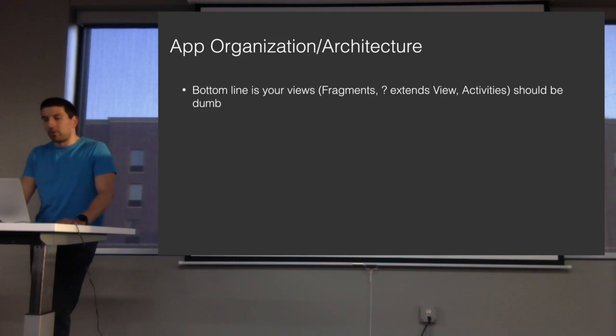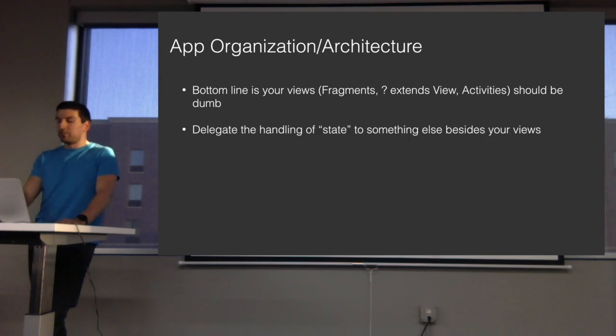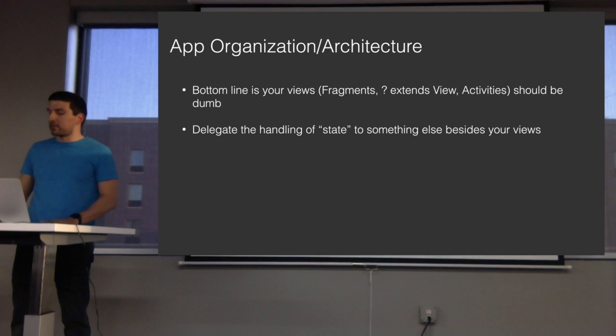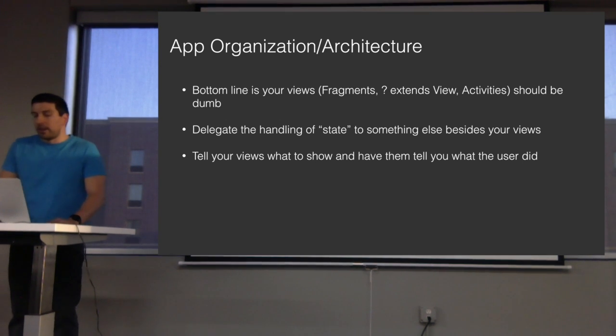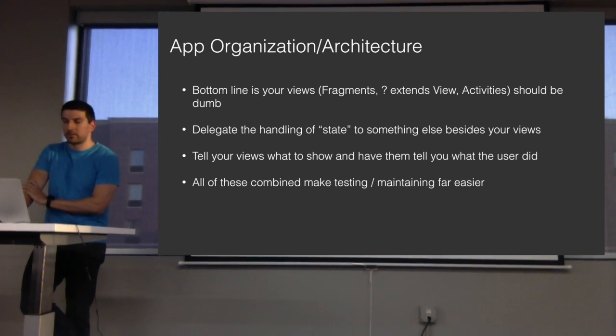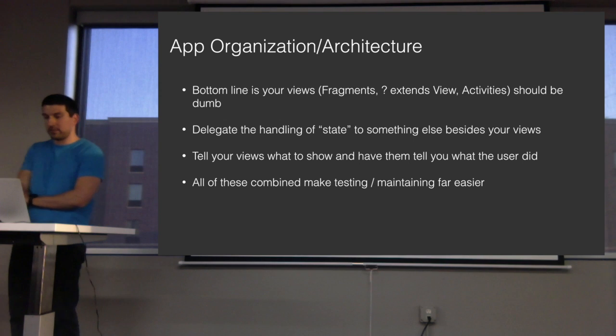So bottom line for organization is your views, which could be fragments, Android views, or activities, should be dumb. They should delegate the handling of state to something besides your views. Your views shouldn't be doing business logic. You should just have your views tell you what the user did and tell them what to show, and let that be that. All this combined just makes testing and maintaining your app far easier, and dependency injection helps a whole lot with that.